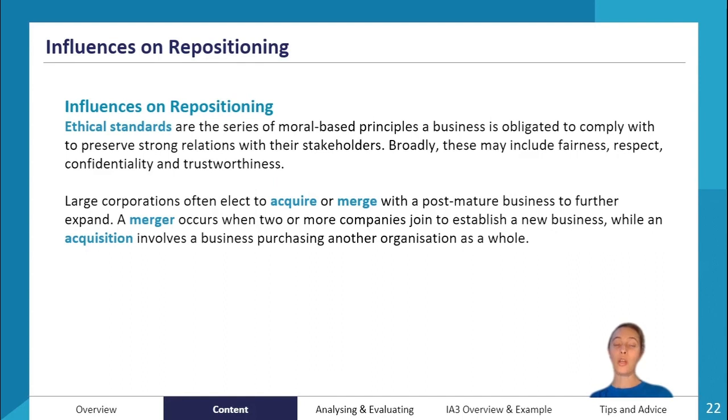So large corporations often elect to acquire or merge with a post-mature business to further expand. And so a merger is when two or more companies join to establish a new business. They're merging together to create something new. On the other hand, acquisition involves a business purchasing another organization as a whole. So it's not joining together to create something new, but it's one business having significantly more power and being able to fully purchase that other business. So both of these things are some influences on repositioning. So the ethical standards, the acquisitions, and the mergers.